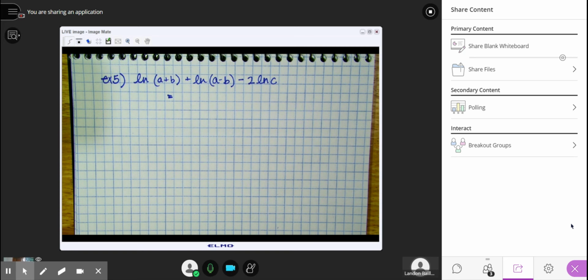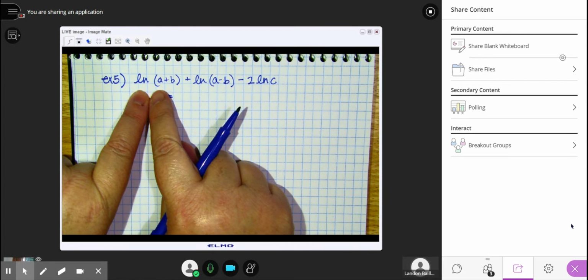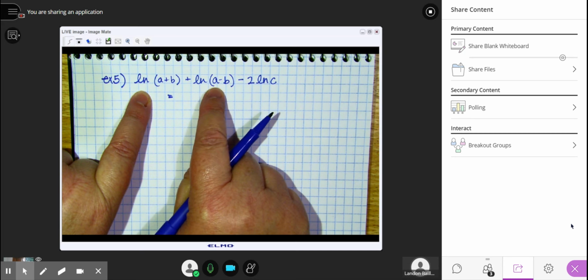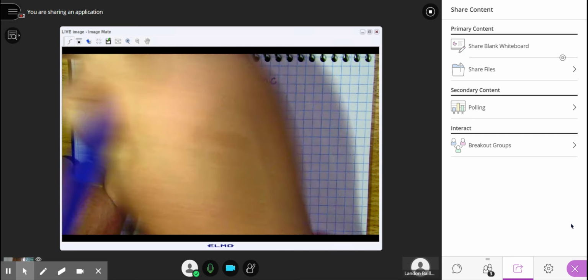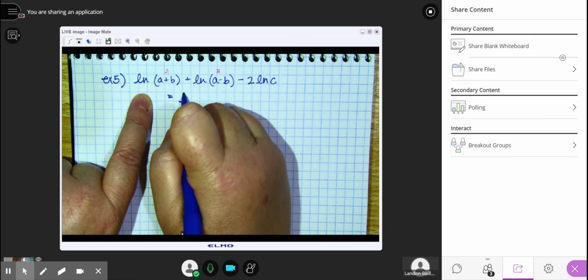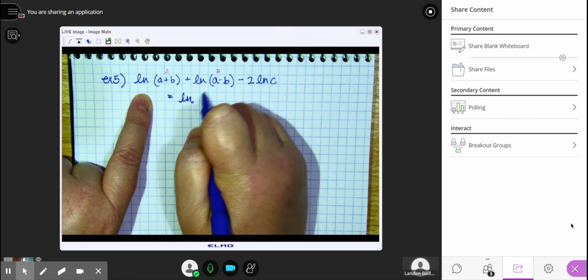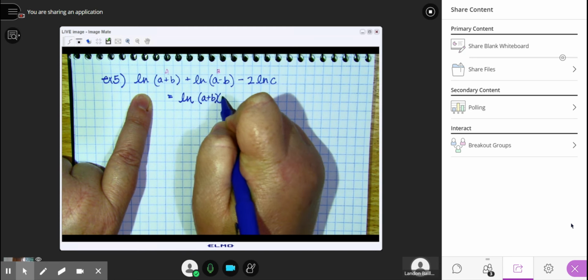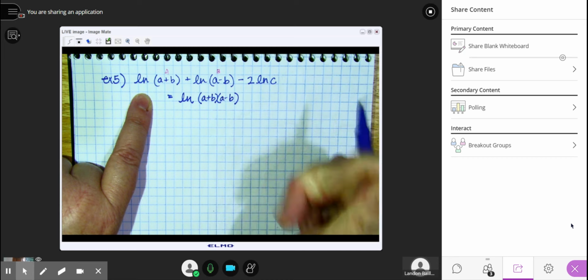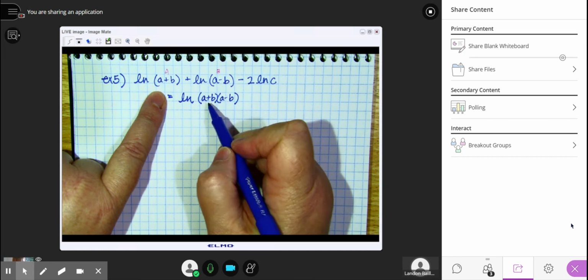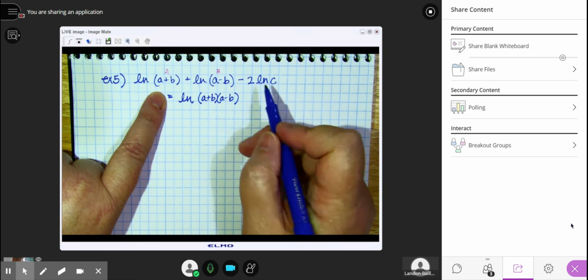Find these, I like to do it from left to right. So we've got an ln a plus b added to an ln a minus b. This would be an ln of a plus b times a minus b. Right? If you're adding them together, that's the same as multiplying them under the same log.